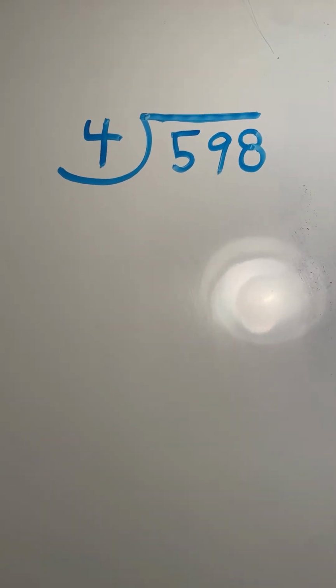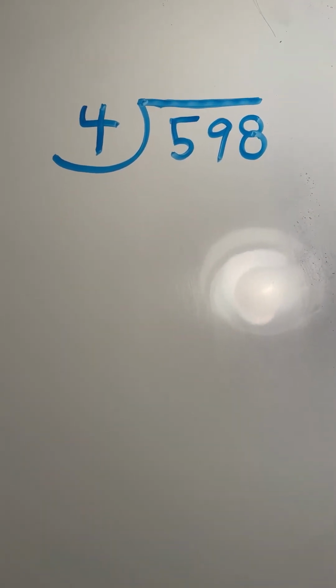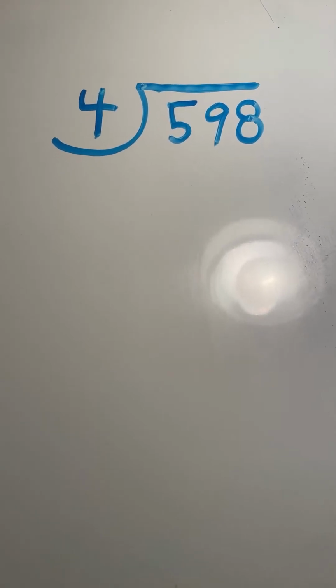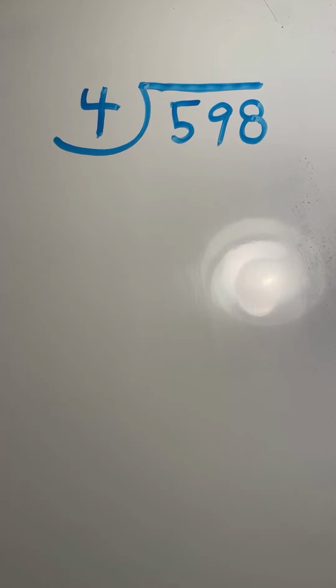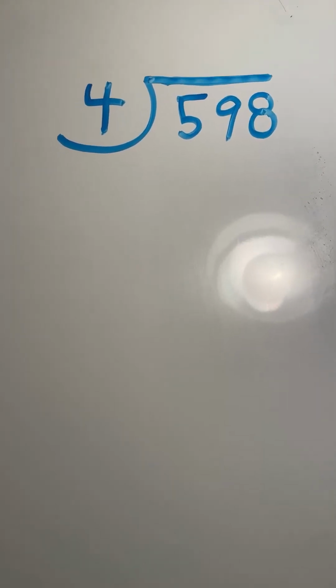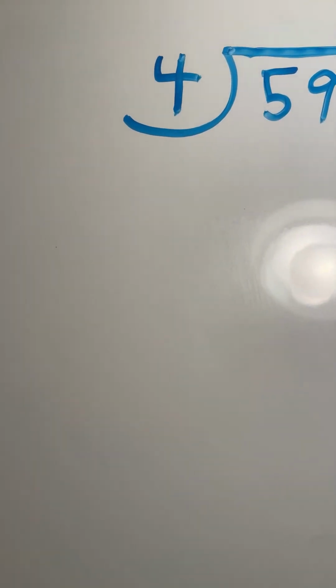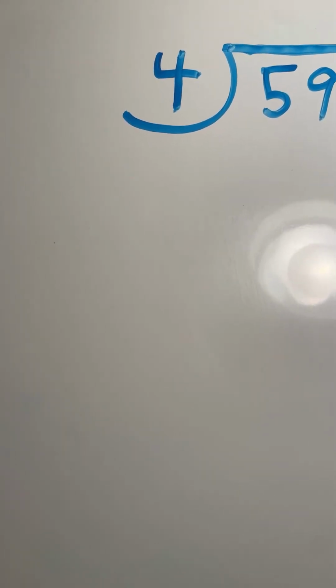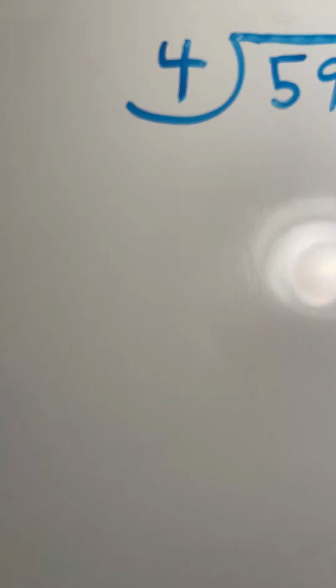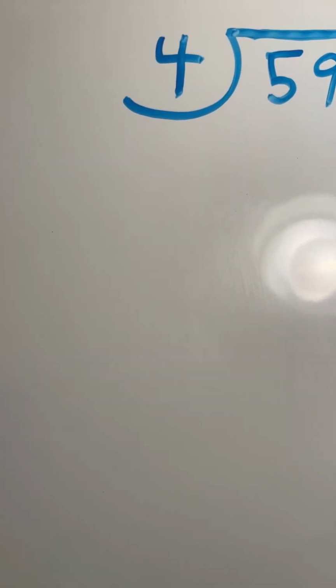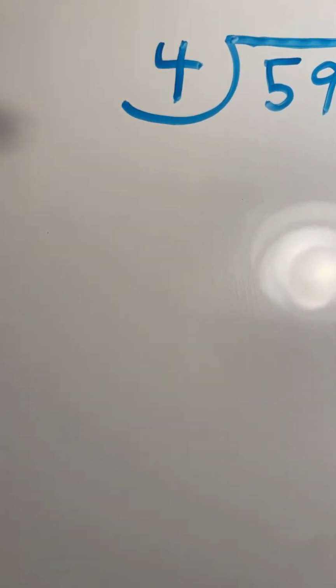So our next example problem is 598 divided by 4. We always want to divide by the smallest number possible, and here 1 digit by 1 digit division is possible. The number inside the square has to be equal to or bigger than the number outside, and 5 is bigger than 4, so that works.